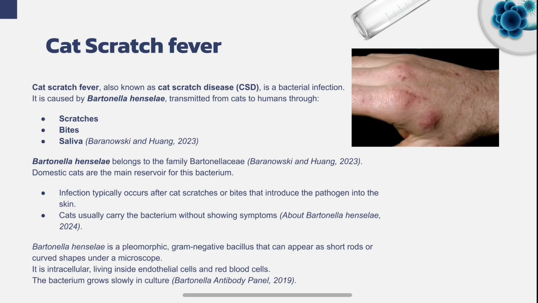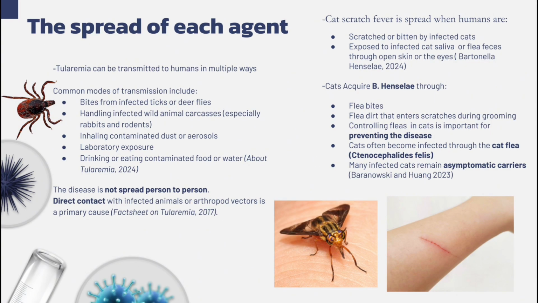Bartonella henselae is a pleomorphic gram-negative bacillus that can appear as short rods or curved shapes under a microscope. It is intracellular, living inside endothelial cells and red blood cells. The bacterium grows slowly in culture. On our next slide, I will be talking about the spread of each agent.